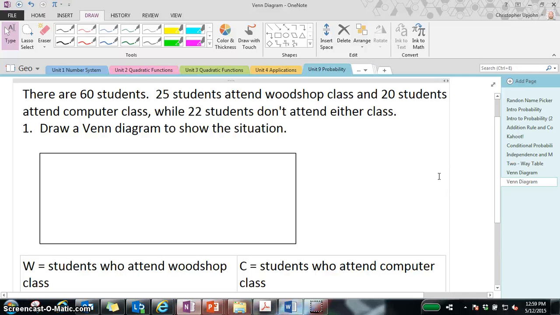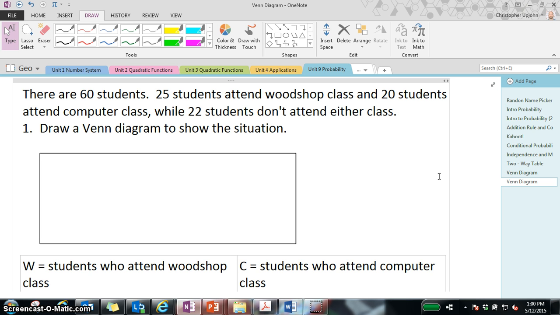All right, this Venn diagram problem is for my non-honors geometry. Honors geometry can also learn something from this, I suppose. There are 60 students total. 25 students attend woodshop class, 20 students attend computer class, while 22 students don't attend either class. Draw a Venn diagram to show the situation.